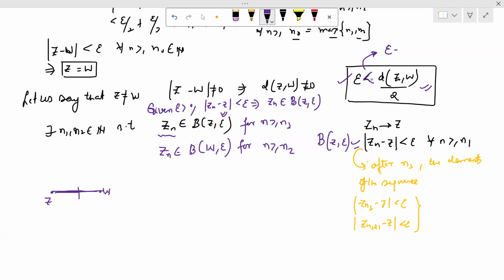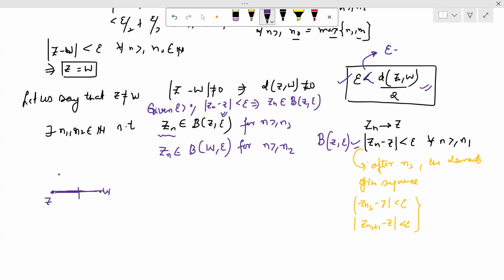So what I've done is I've taken an epsilon, a real number, equal to the distance d(Z, W) divided by 2. Basically, I've taken an epsilon in a manner that it is less than half of the distance between Z and W, and lesser than that. I hope it is clear now.